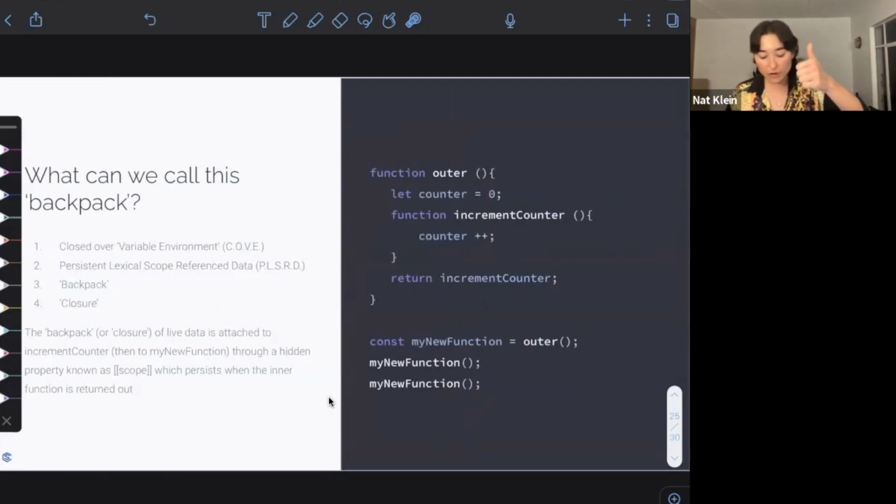We can call it a closed over variable environment, or COVE. If we want to be super fancy and verbose, we can call it persistent lexical scope reference data. I've also heard persistent lexically scoped reference data, but yes, this PLSRD, the backpack, or a closure. So the backpack is attached to this my new function label here through, as Sebastian mentioned, a property known as bracket scope.